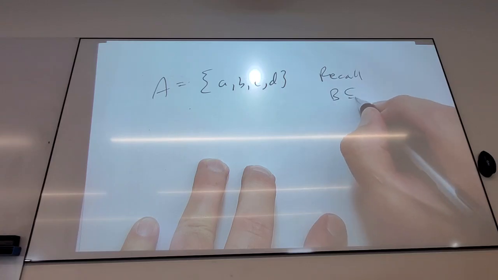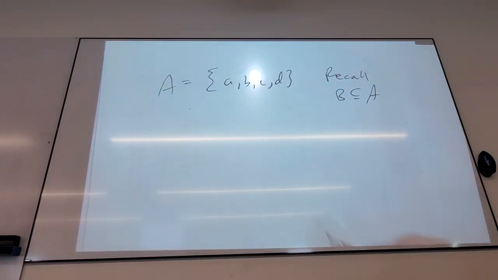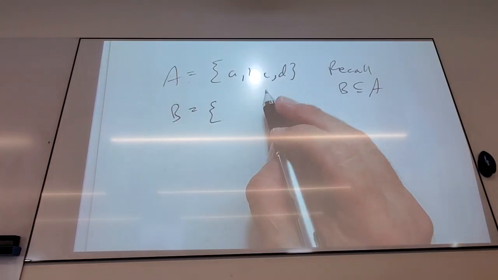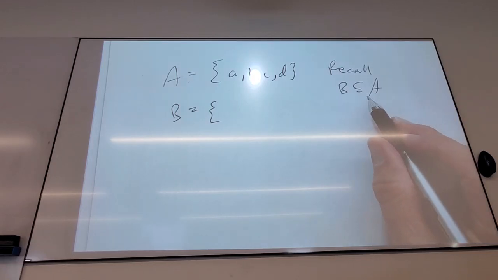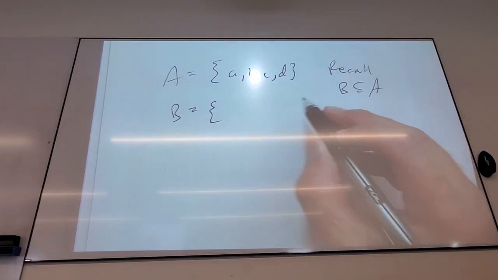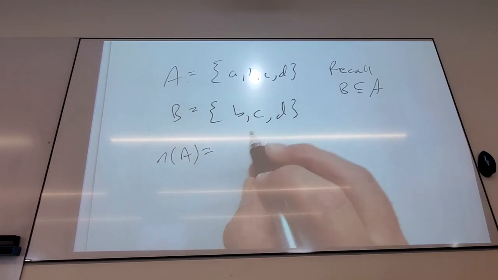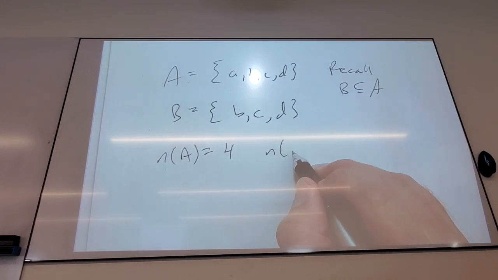Recall that B must be a subset of A. So can somebody give me one thing that B might be? What could B be so that B is a subset of A? B, C, D. Yeah, B, C, D. I love it. How many things are in A? 4. How many things are in B?